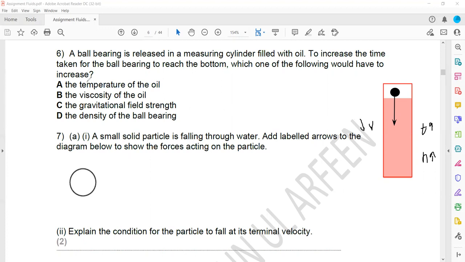So if we increase the temperature of the oil, what happens to viscosity? The viscosity will decrease. If the viscosity decreases, the speed will increase, so it will take a short time. So A cannot be an answer. Viscosity of the oil: if we increase the viscosity of the oil, the terminal velocity will decrease and the time it will take to fall will increase. That's why B is the right answer.